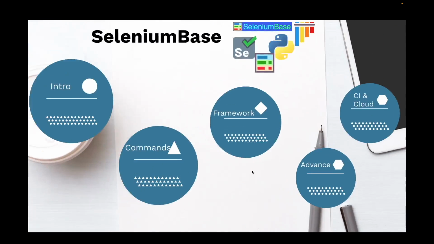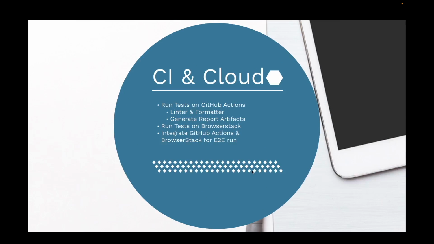So in the course's final stages, we'll integrate our tests with CI tools like GitHub Actions, we'll set up linters and formatters, as well as generate report artifacts, all of that as part of our CI pipeline.